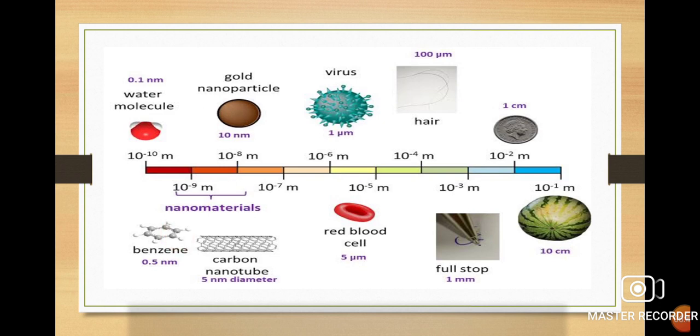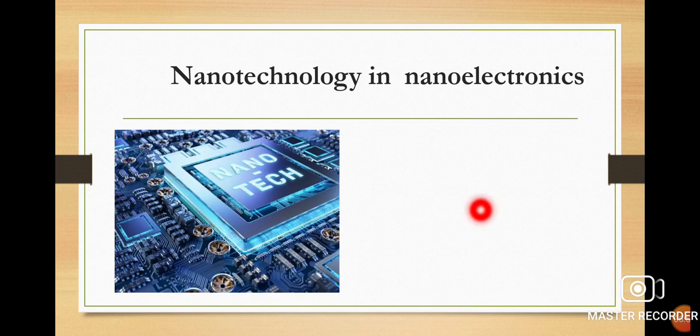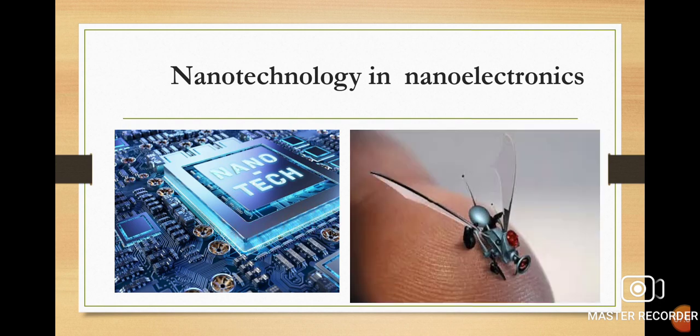If so, let us move to the next slide topic, which is related to our chapter 1, that is, nanotechnology in nanoelectronics. Here you have nanotechnology used in nanoelectronics. Nowadays, for spying, nano gadgets are used. This is an example of a nano gadget which is used for spying.